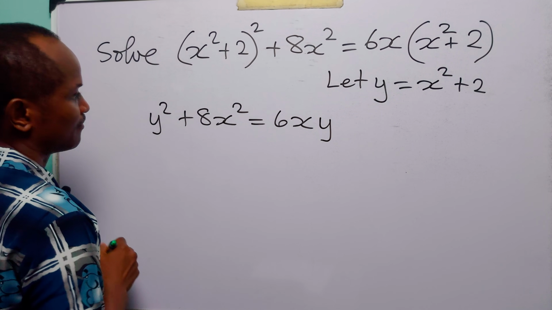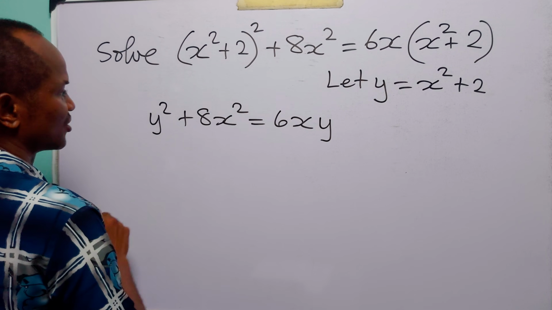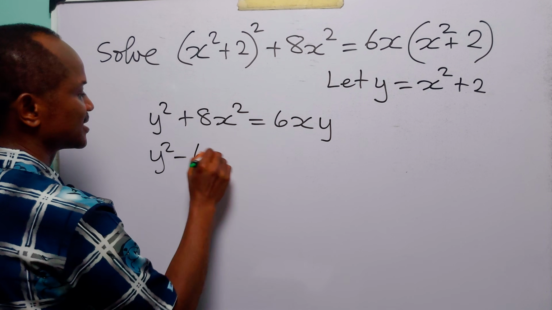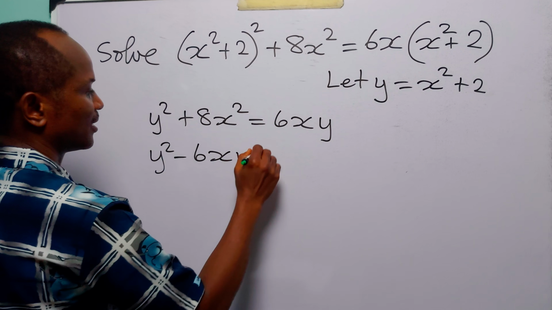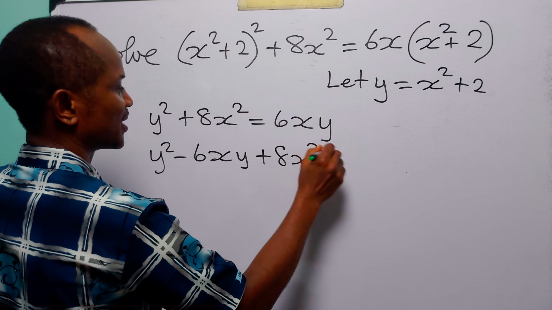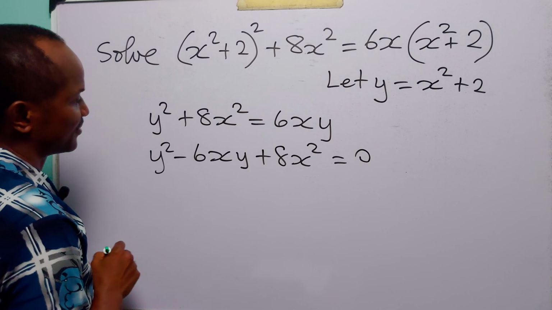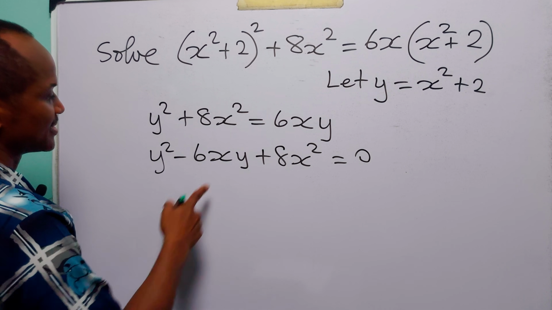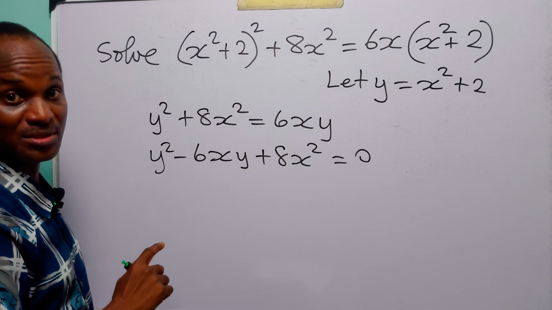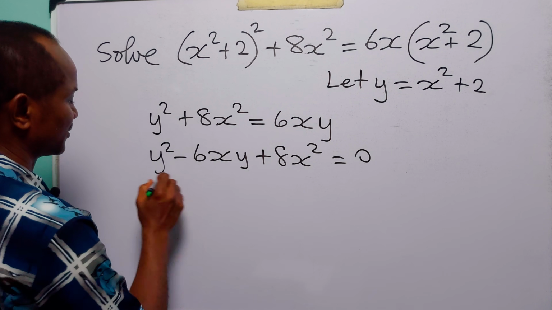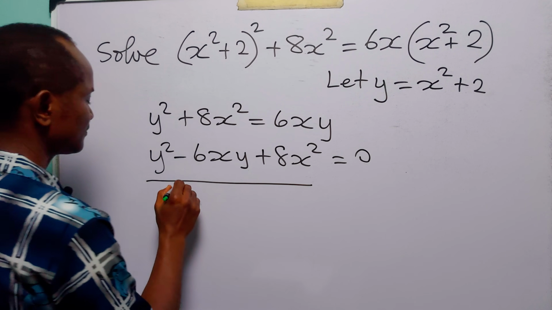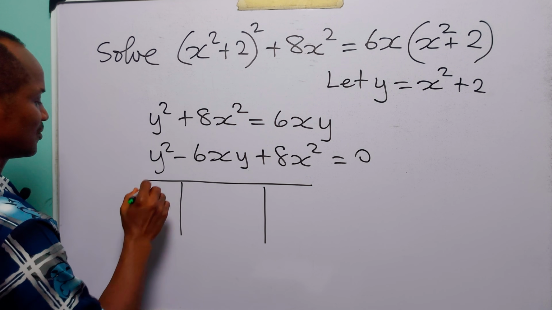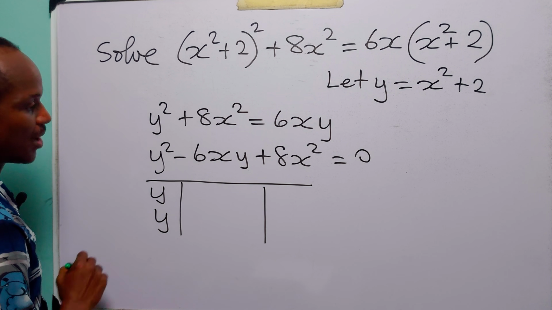times y. Now let us rearrange this equation. We have y squared minus 6xy plus 8x squared is equal to 0. Now we can factorize this quadratic expression. Since we have two different variables, let us use the table method. What are the factors of y squared? We have y and y.